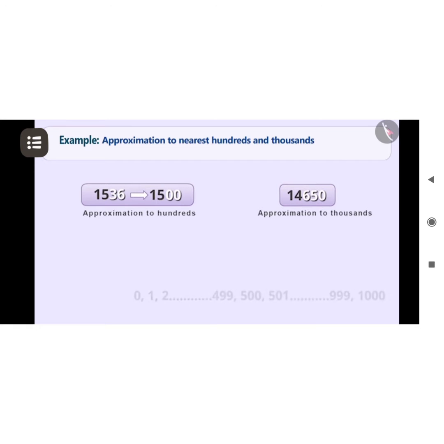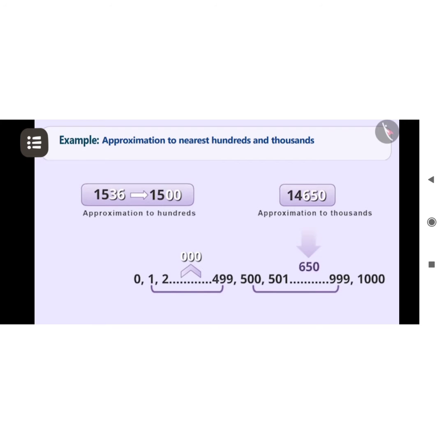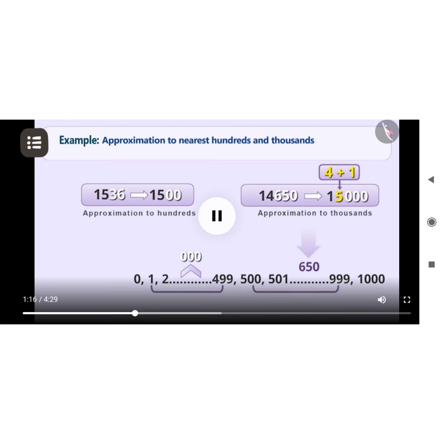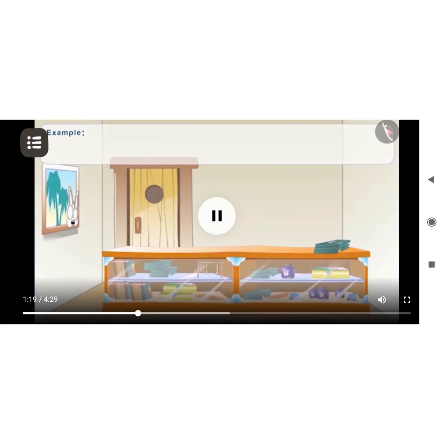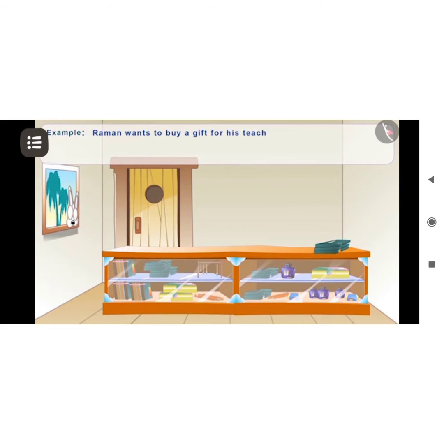Next number is 14650. As it has to be approximated to thousands, 650 falls between 500 to 1000, so one will be added to 4 and it will become 5. So it will be 15,000. Now let us see one more example.